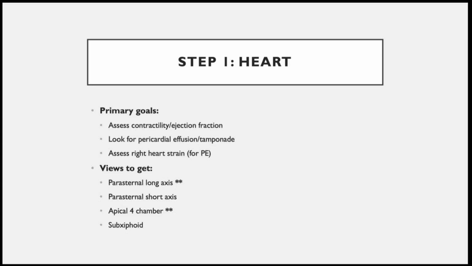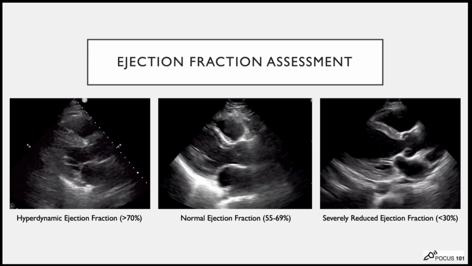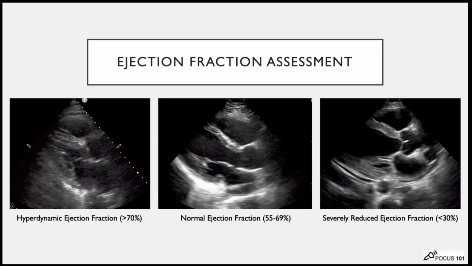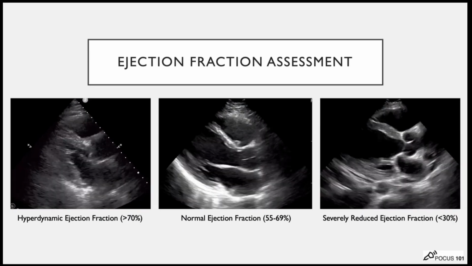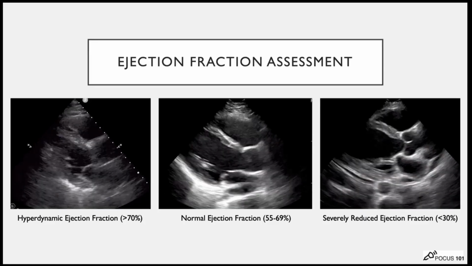The primary views that you'll get, really the parasternal long axis and the apical four-chamber will get you a lot of information. And then kind of going from there, based off what you're seeing, you can get the parasternal short axis or subxiphoid. So first, you're going to be really looking at the ejection fraction assessment. Here we see 3 different examples of patients.